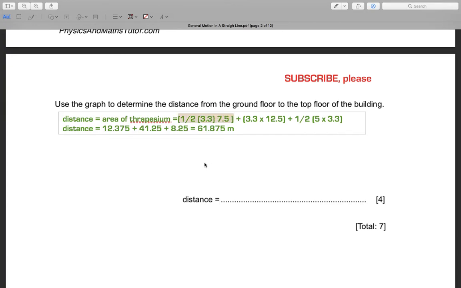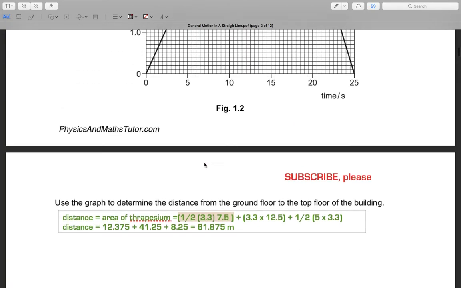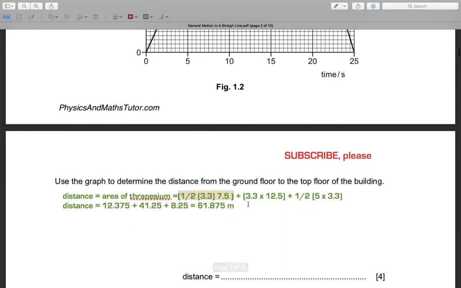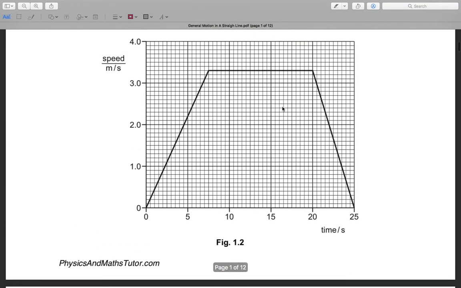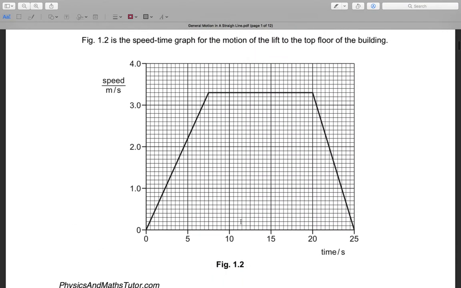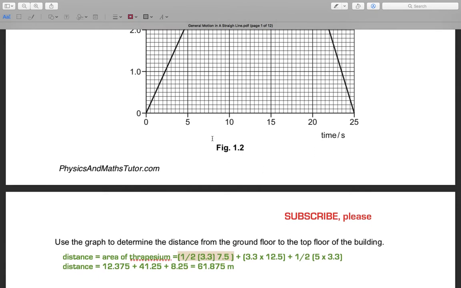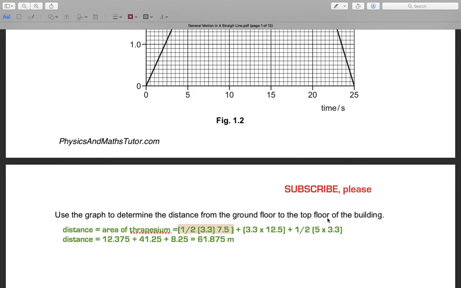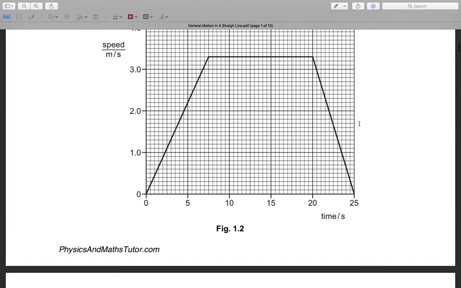A half of 3.3 times 7.4 is the triangle from here to here. And then 3.3 times 12.5 is the rectangle area from here until here, where the length as time is 12.5. Then the second triangle: plus a half of 5, where 5 is the time and 3.3 is the height.